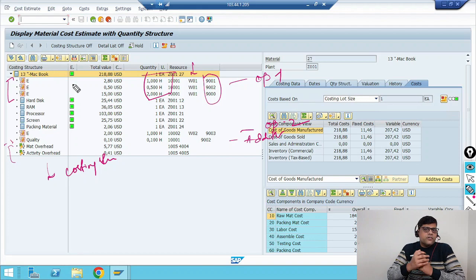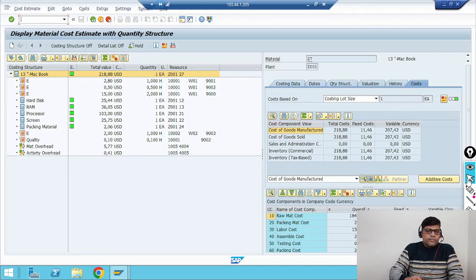For that we have the costing variants. Under this costing variant we are going to define multiple things. We are going to define the valuation strategy. We are going to define how this activity price will be calculated, how the material price will be calculated, how this overhead price will be calculated, and what the quantity structure will be. If you see here, some components are there.